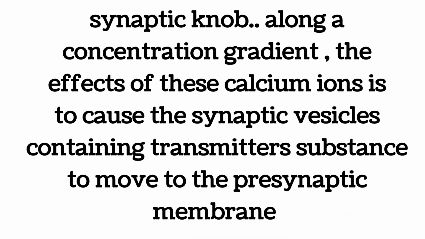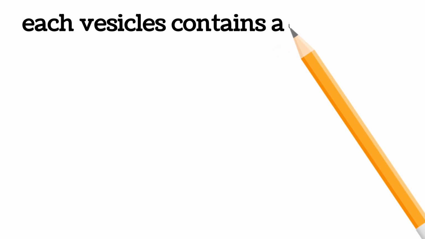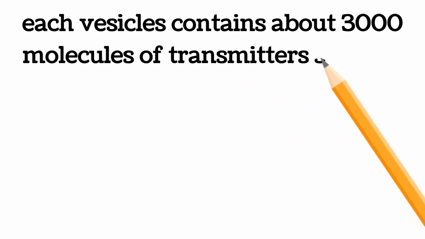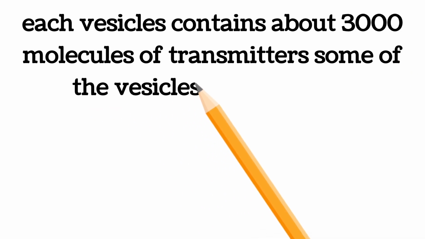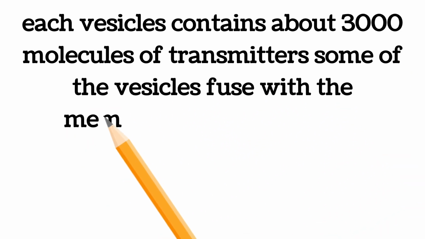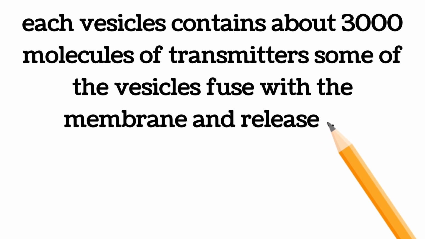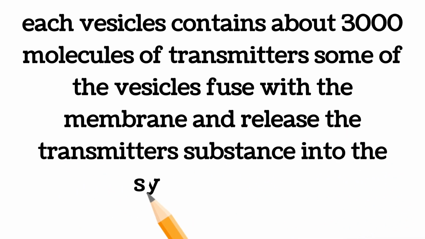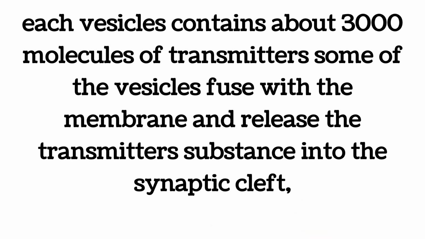The effect of these calcium ions is to cause the synaptic vesicles containing transmitter substance to move to the presynaptic membrane. After this process, each vesicle contains about 3,000 molecules of transmitter. Some of the vesicles fuse with the membrane and then release the transmitter substances into the synaptic cleft.